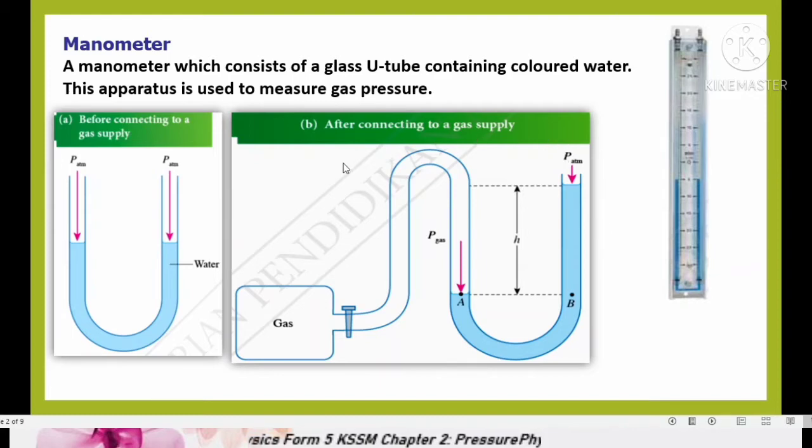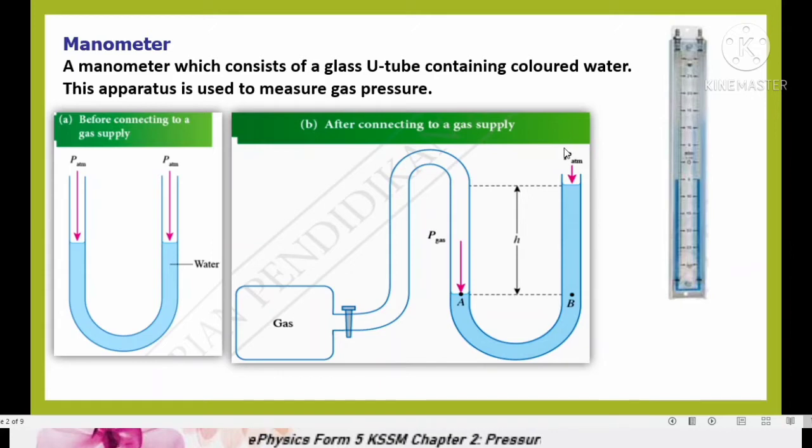Now look at what happens when we connect to a gas supply. You can open the tap for the gas, so the gas will be released. What happens to the level of water in the U-tube? As you can see here, the gas pressure will push down this level to point A, and on the other arm, the level will rise about H centimeter. So the difference in height of water level is equal to H.